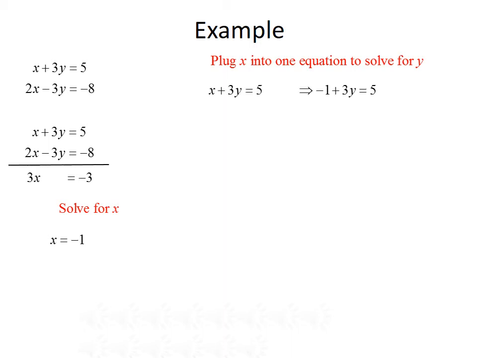We plug negative 1 in for x, so we get negative 1 plus 3y equals 5. To solve for y, we'll add 1 to both sides of the equation, which gives us 3y equals 6. We'll divide both sides of the equation by 3 to give us y equals 2. And so the solution to this system of equations is the point negative 1, 2.